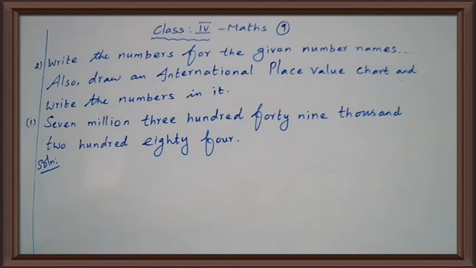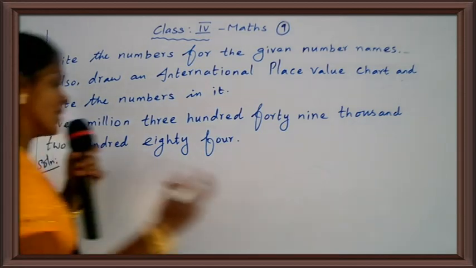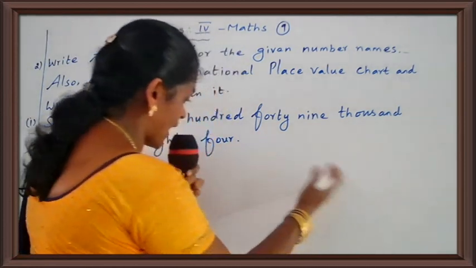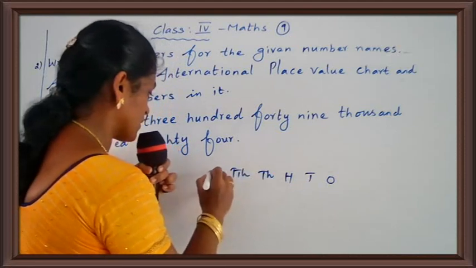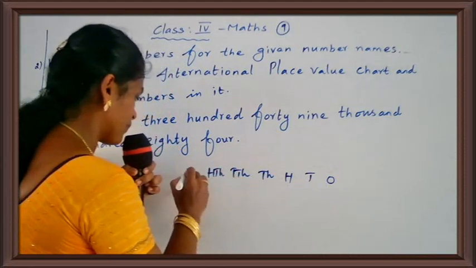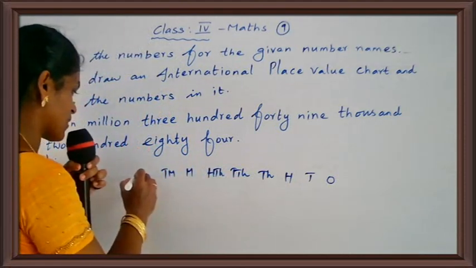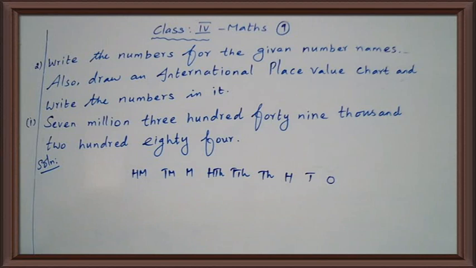In the international place value chart, we start from the right, from the ones place, and then proceed to the left as tens, hundreds, thousands, ten thousands, hundred thousands, million, ten million, hundred million.